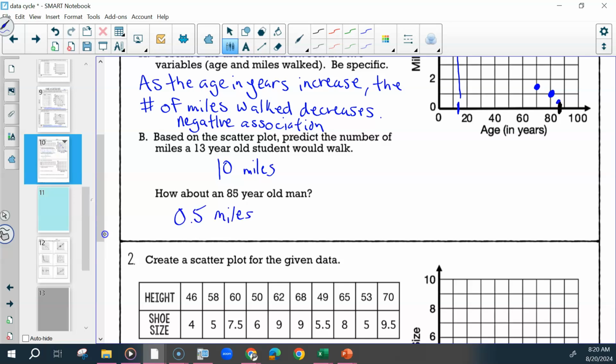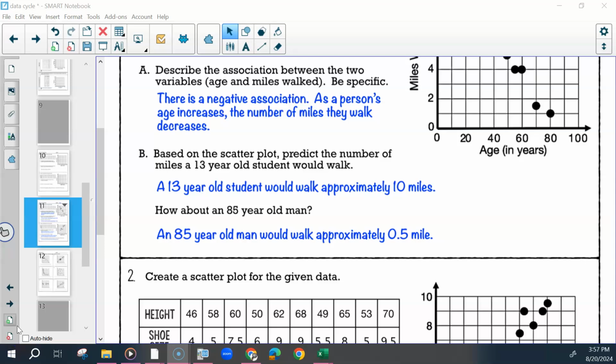And those are just predictions. Right. So this is the actual answer response. We did get these answers, but I just wanted to show you that the 13-year-old would walk approximately. So we said 10, but we don't know for certain. So that approximately is like about. They should walk about 10 miles. The same thing for the 85-year-old man. They should walk about 0.5 miles based on our data.